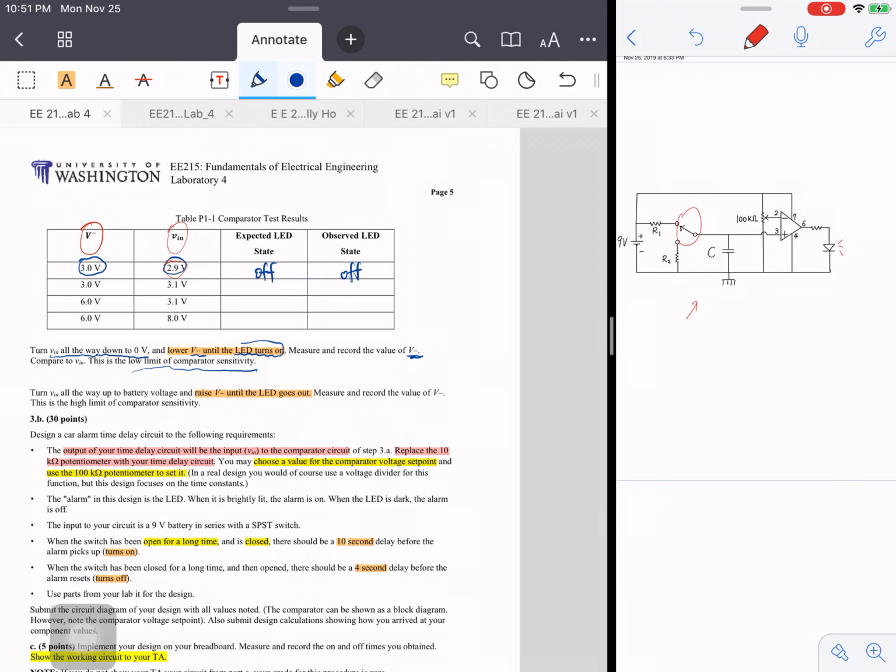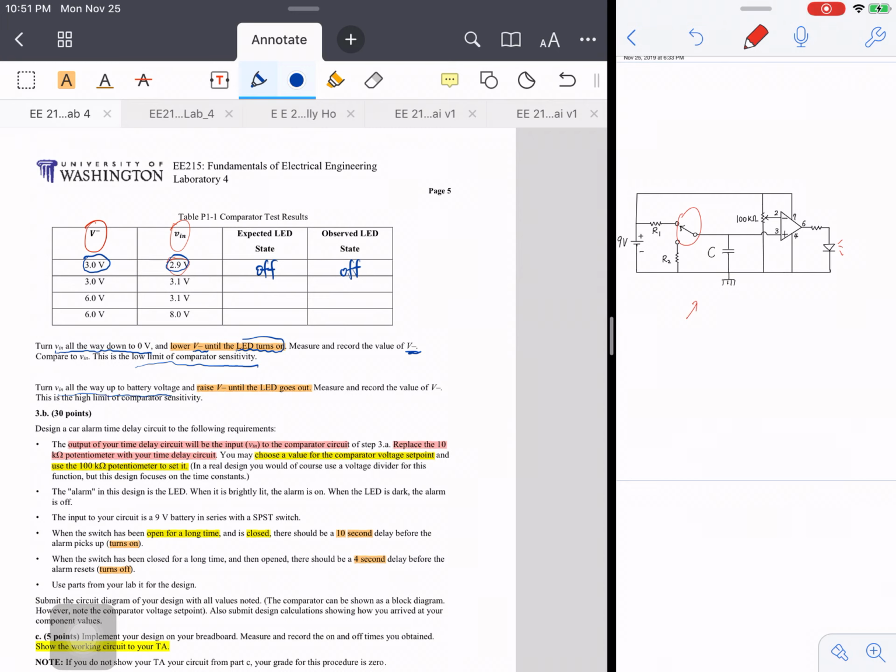On the other hand, turn V in all the way up to the battery voltage, and then raise the V minus such that the LED goes out. And then measure the V minus. So this is called the high limit of comparator sensitivity.